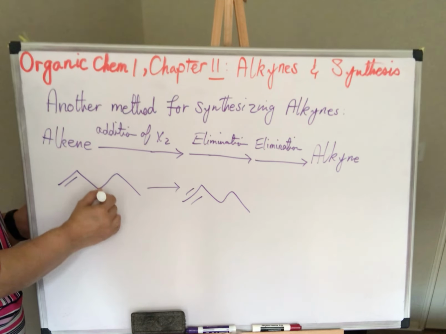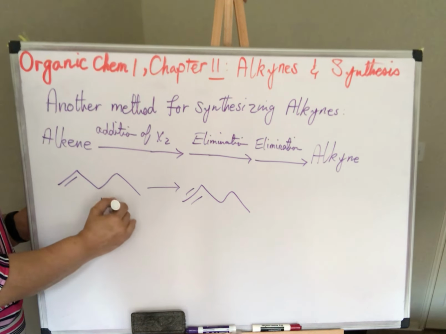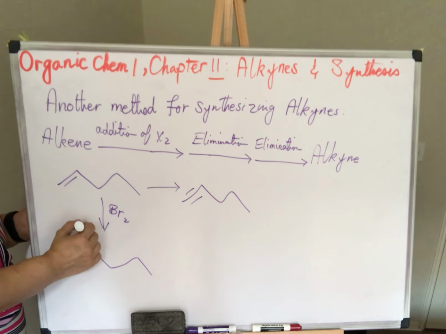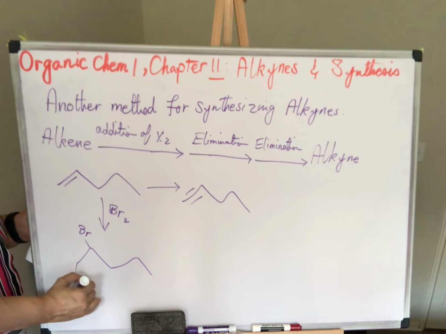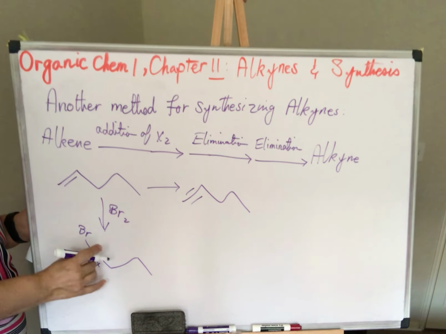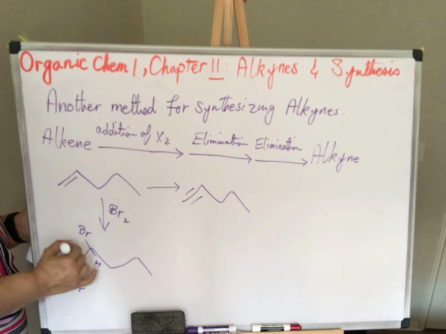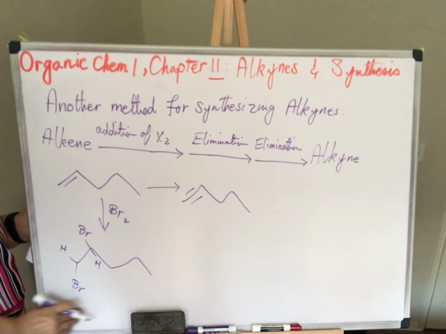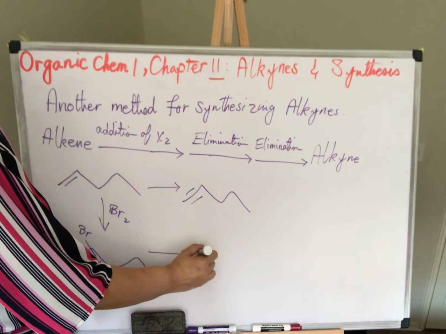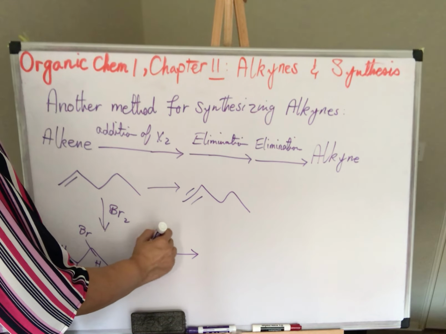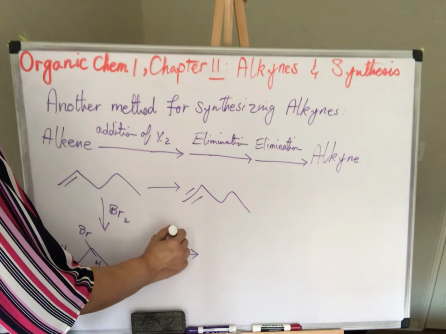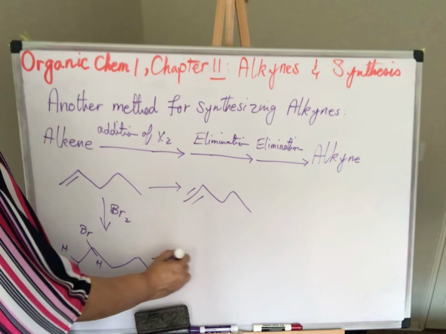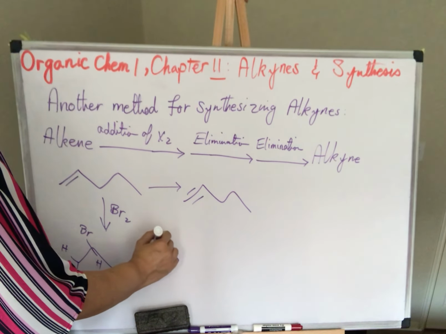So what you do is you add bromine. You remember addition of bromine was anti. So each of these carbons has hydrogens, right? And then you just learned what the best bases are to do that. You use 2 NH2 negative, so you will end up having... or if you want to do it step by step, let's just do this step by step.